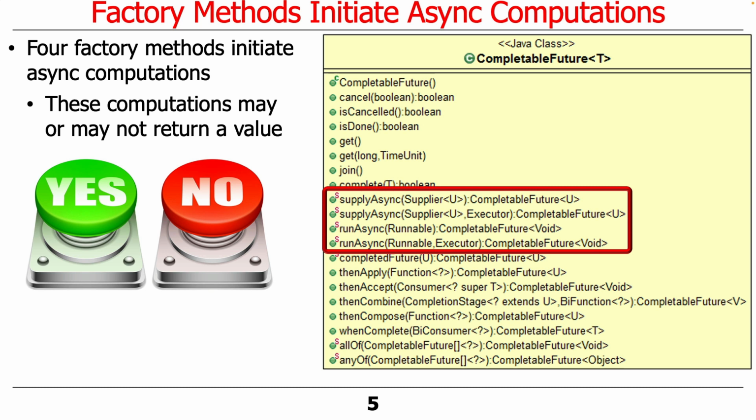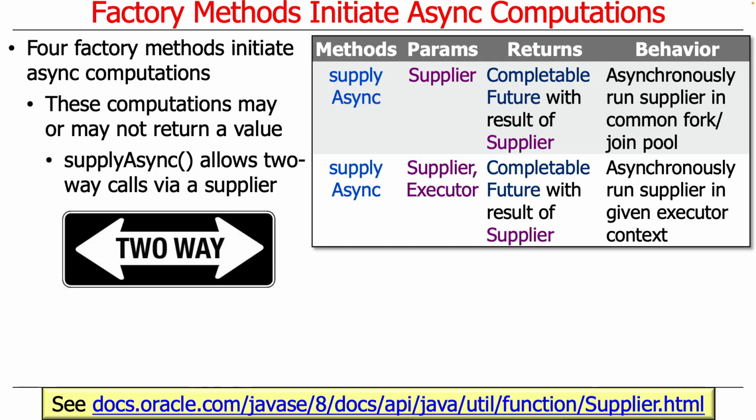The computations that are provided with factory methods may or may not return a value. You can see that there's 2 sets of them. There's the supplyAsync set and the runAsync set. As we will see, supplyAsync returns something, and runAsync does not. You can see that because it returns a completable future to a void, whereas the other ones return a completable future to type U, which is a parameter to those methods. There are also static methods, by the way.